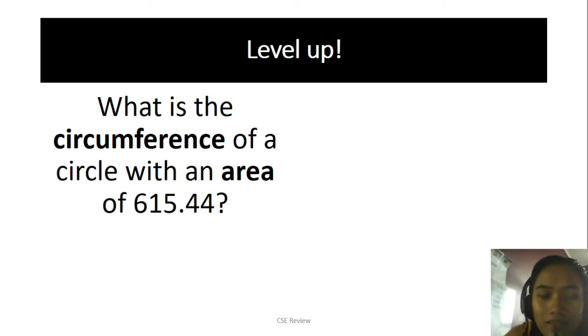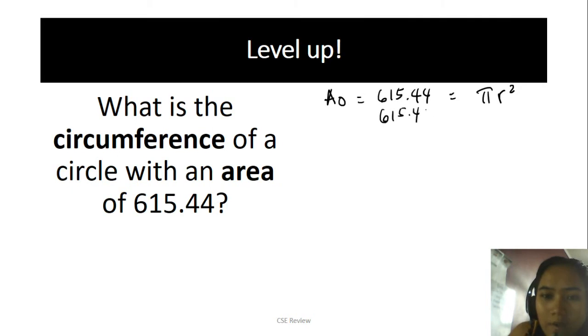Alright, let's see how you did. Again, hinahanap naman yung circumference, binigay yung area. Formula natin ng area ng circle is 615.44 yan, which is pi r squared. We're going to divide both sides by the pi, which is 3.14. Okay, divide mo na siya sa 3.14.